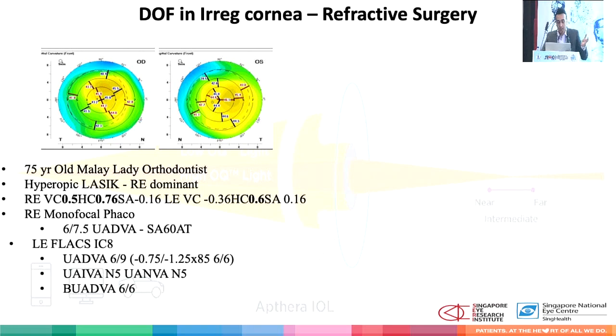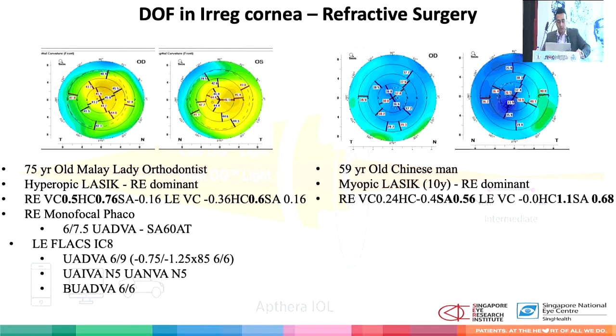So she's actually 6/9 unaided for distance, and overall she's got very good distance, intermediate and basically near vision. The opposite of that basically is LASIK, post-LASIK correction. So this is a guy who had LASIK 10 years ago. Right eye is dominant, so he's got slightly higher levels of spherical aberration in both eyes that you can see in the right and the left eye.